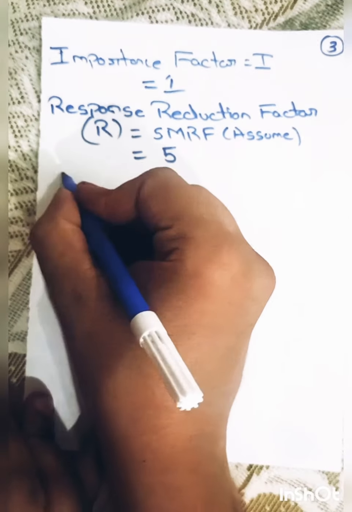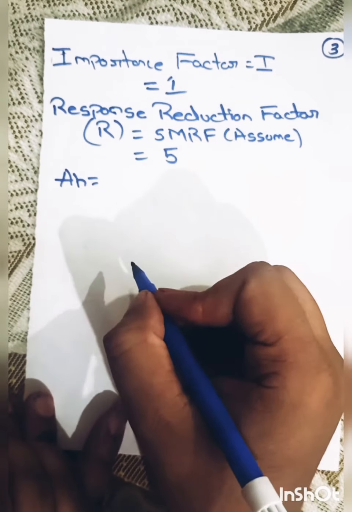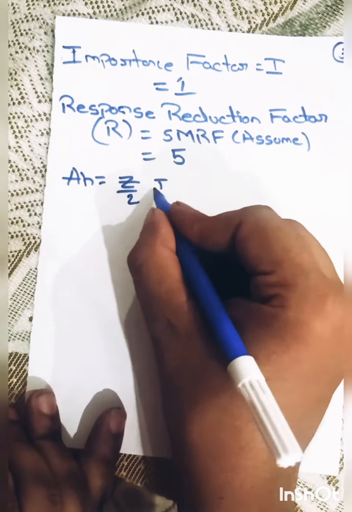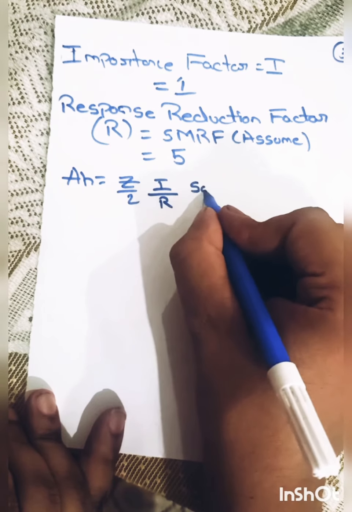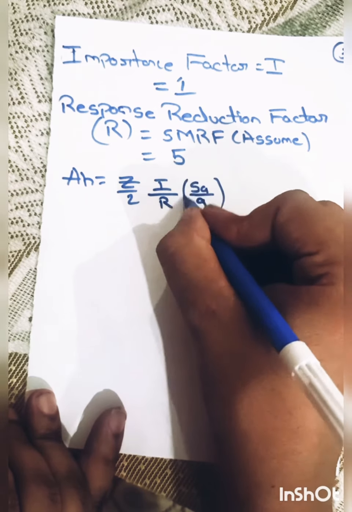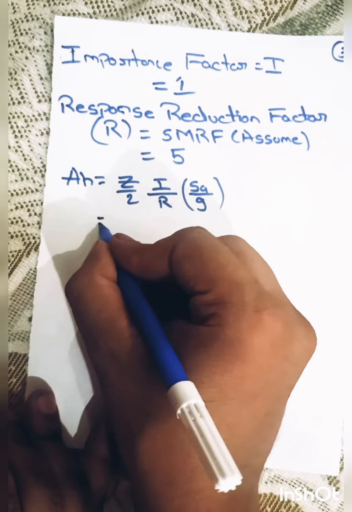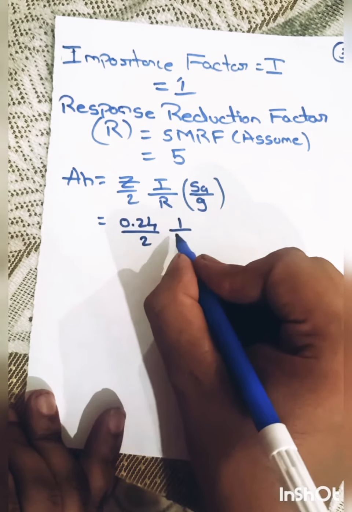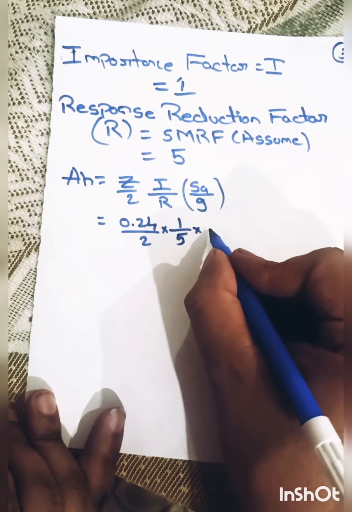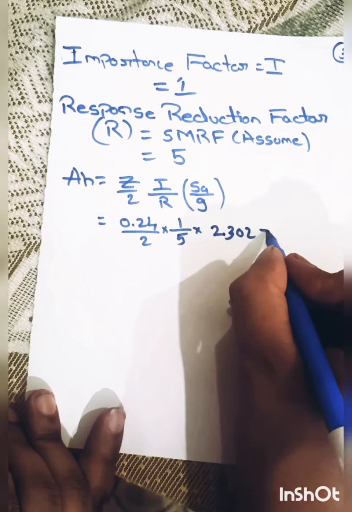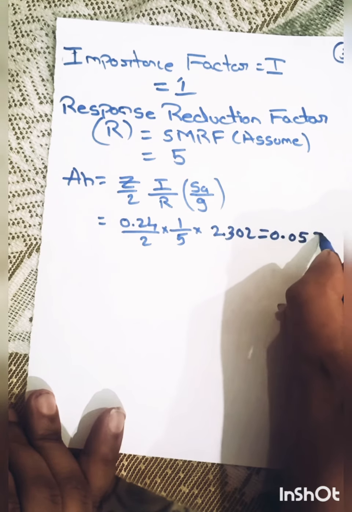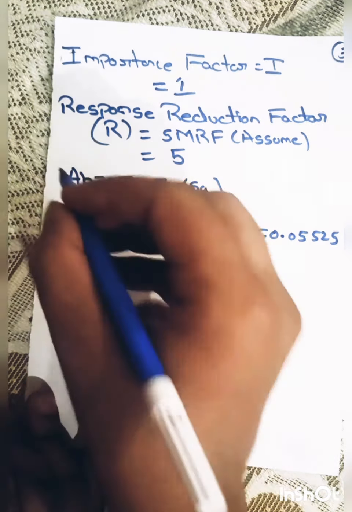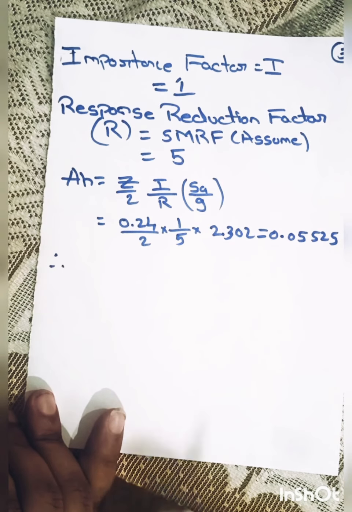So therefore I can easily find out AH, that is horizontal acceleration coefficient, which is given by Z by 2, I by R, and SA by G. Which is nothing but 0.24 by 2, 1 by 5. SA by G is 2.302, which comes around 0.05525. So therefore, this is AH. To find base shear, we also require the total weight of the building.